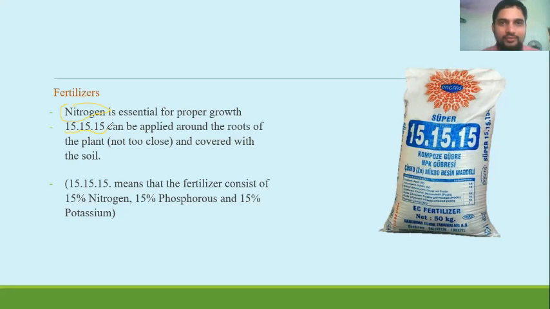And you may wonder what 15, 15, 15 means. Well, the number 15 here represents the percentage of a particular nutrient. So 15, 15, 15 means that you have 15% nitrogen, and then 15% phosphorus, and then 15% potassium. So that's 15, 15, 15.